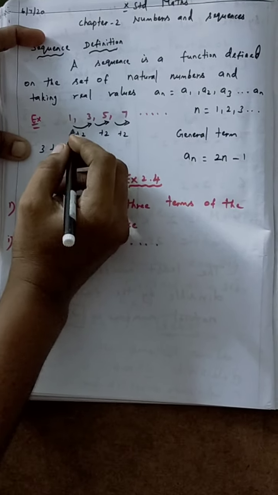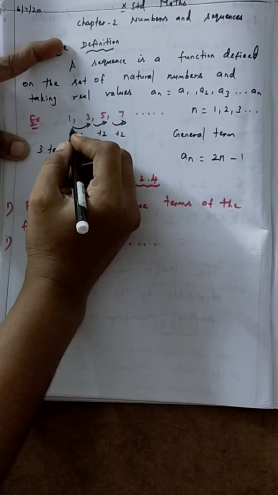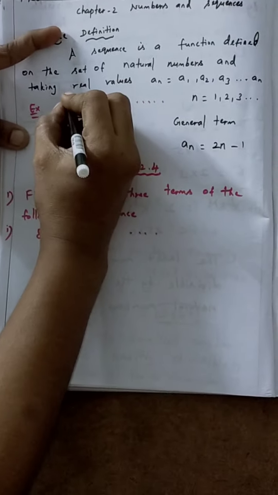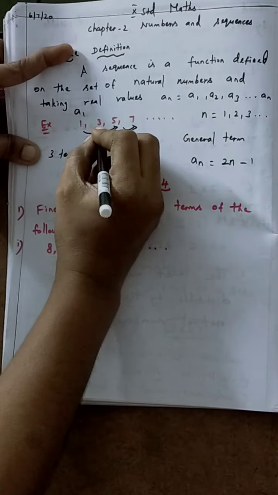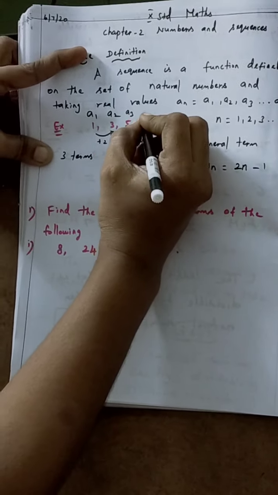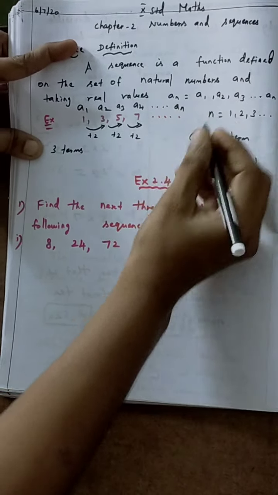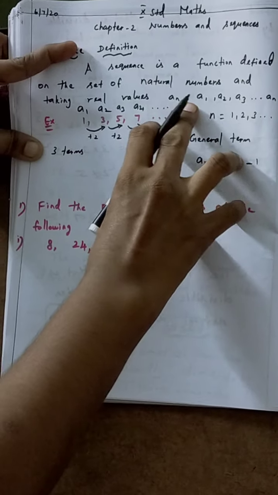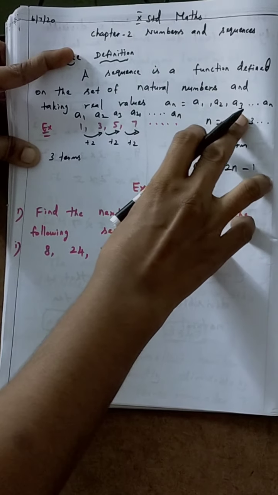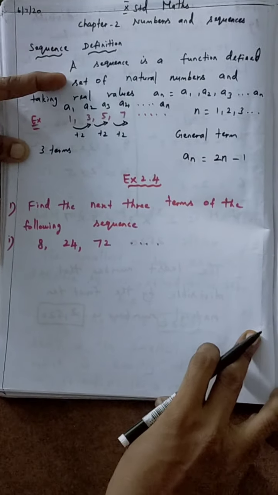Only. Okay, the first position in the sequence is called the first term. So the first term is a1, then second term is a2, third term is a3, fourth term is a4, up to etc., an. So the general term is an, equal to a1, a2, a3 up to etc., an.